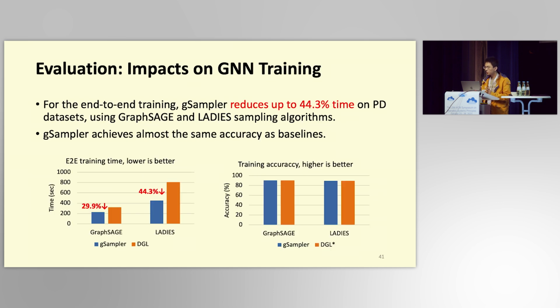And the huge sampling speedup has been translated into training acceleration. For instance, compared with DGL with sampling running on GPU, the best performance baseline, gSampler introduced 29.9 to 44.3% training time reduction. And note that our sampling optimization doesn't impact training accuracy at all.